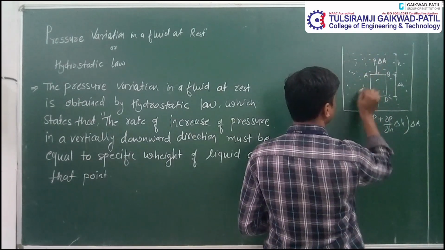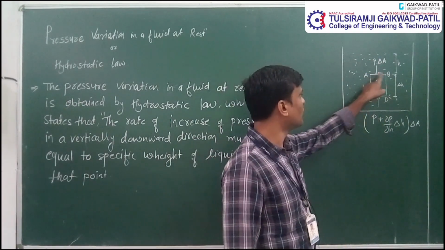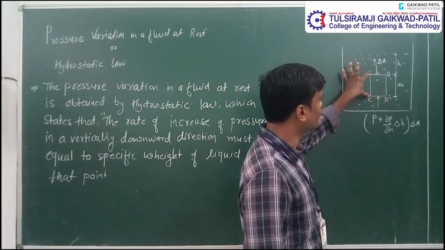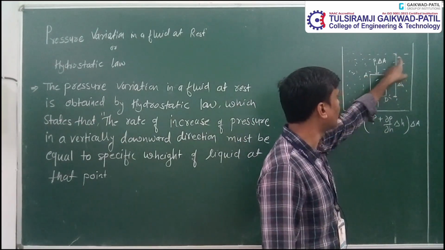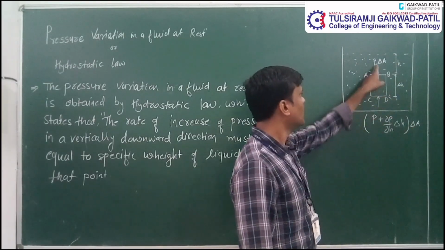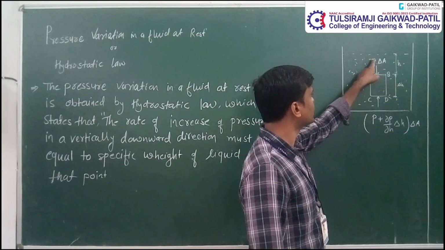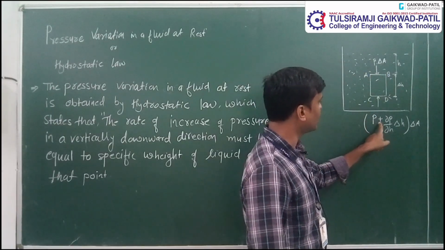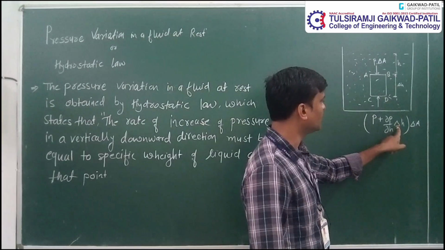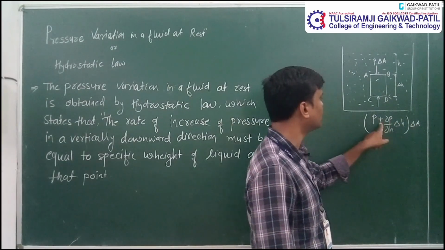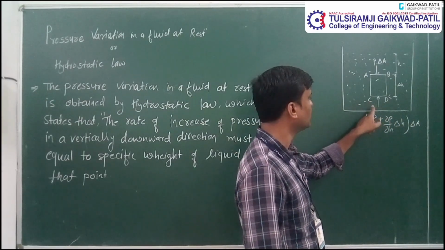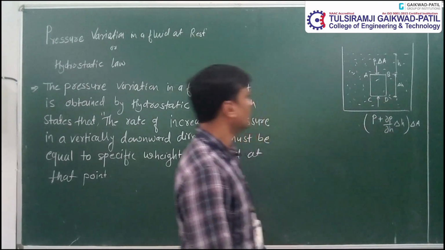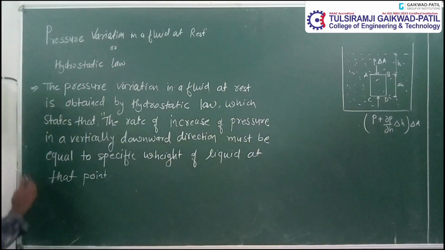So this is our consideration. This is the small fluid element which is to be considered. Delta H is the height of that fluid element. Small h is the height of the fluid element from the free surface. P into delta A is the pressure force acting on the face AB, and P plus del P upon del H into delta H into delta A is the pressure force acting in a vertically upward direction on the face CD of that particular fluid element. So this is the statement.